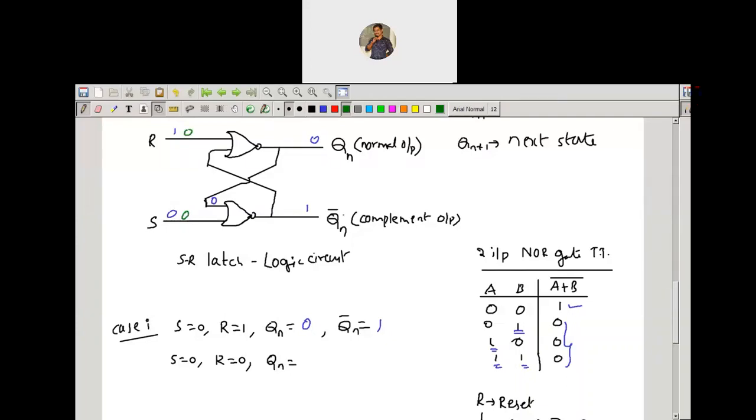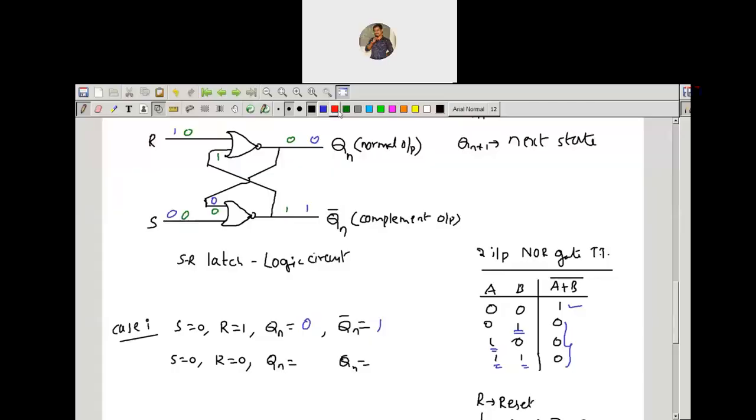Now here, what is the previous output? What is the Qn complement here? We observed Qn complement is 1. So 1 will be fed back to one more input of this NOR gate. So for this NOR gate, the inputs are 0 and 1. That is R equals 0 and one more input is 1. For 0, 1, the output of the NOR gate will be 0. Now again this 0 will be fed back to this NOR gate, and the two inputs are 0, 0. For 0, 0, the output will be 1.